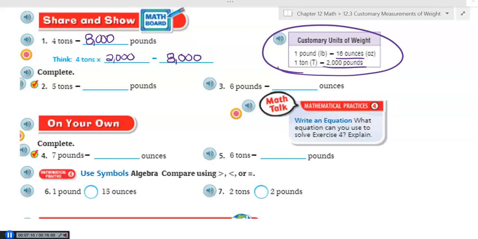Okay, next I'd like you to do 2 and 3 on your own. Go ahead and pause the video, show your work, and then press play when you're ready to check your answer.